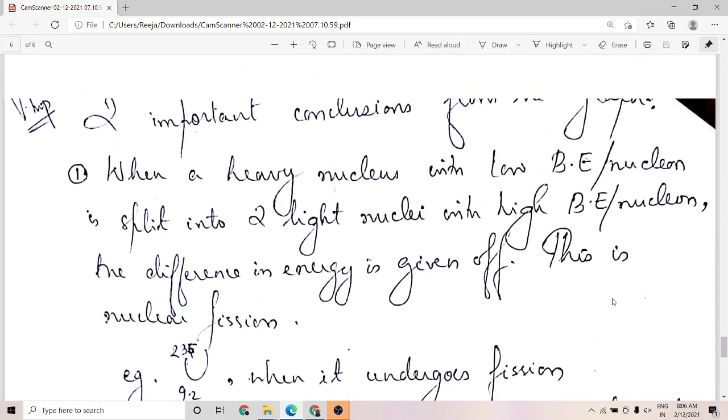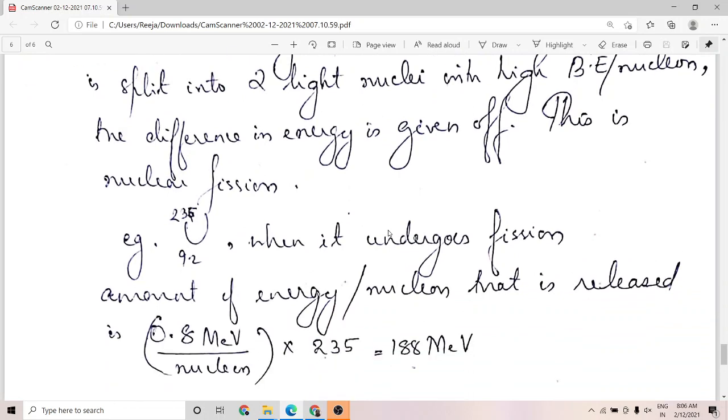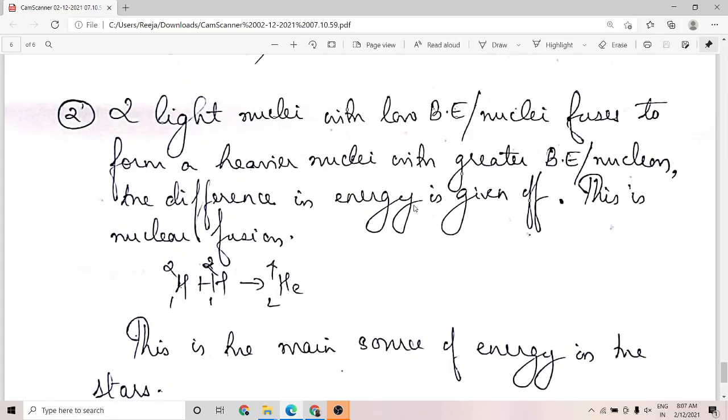The two important conclusions that you get from the above graph are these. When a heavy nucleus with low binding energy per nucleon splits into lighter nuclei, the difference in energy is given off, and this is called nuclear fission. An example is shown here. And when two light nuclei combine to form a heavy nucleus, the nucleus again becomes highly stable and a large amount of energy is given off, and this is called nuclear fusion.